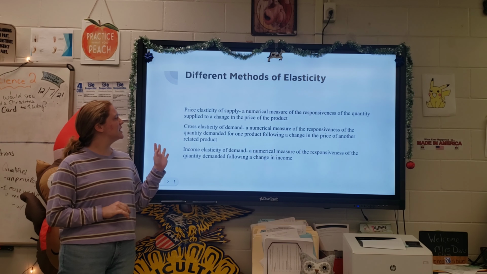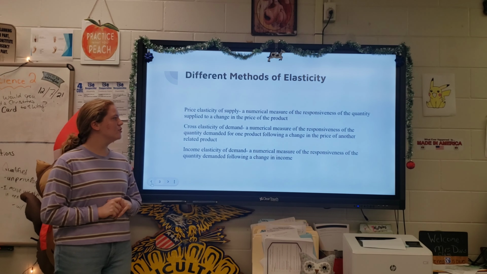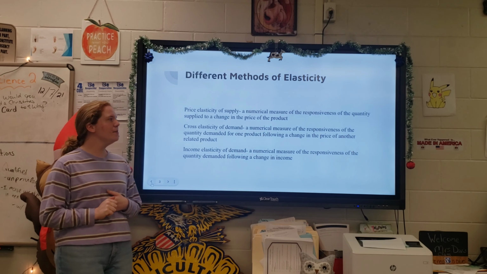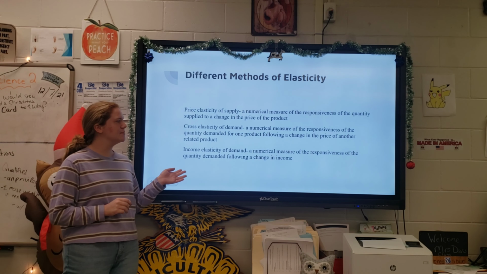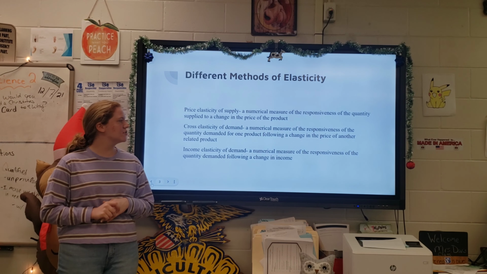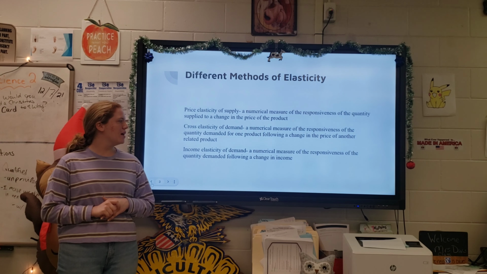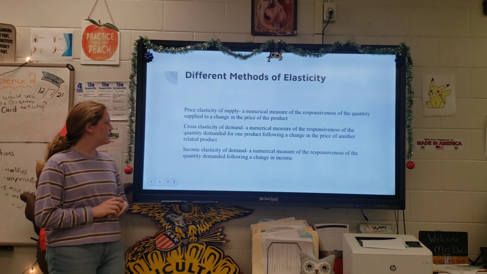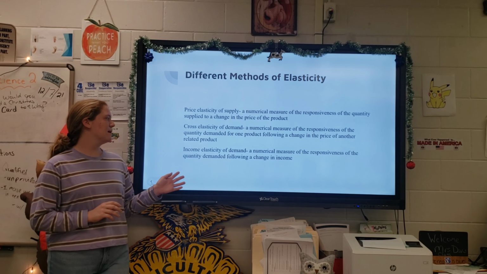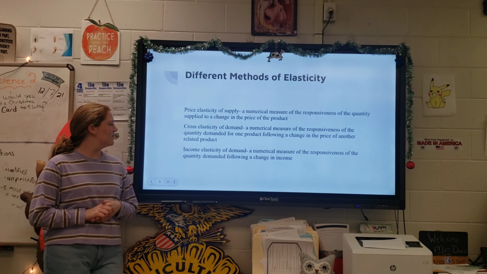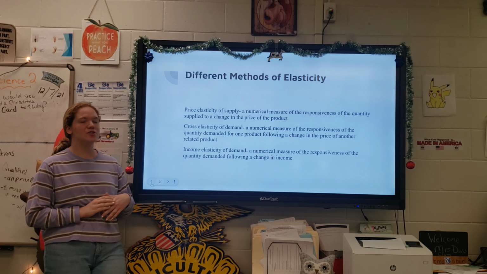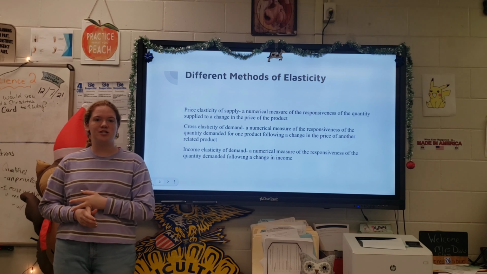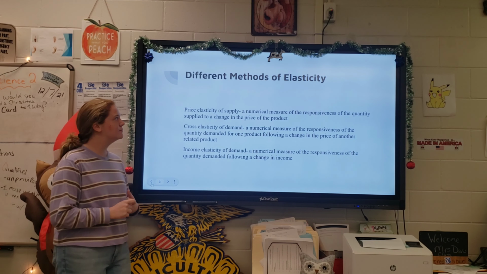So one of the first methods is price elasticity of supply, which is a numerical measure of the responsiveness of the quantity supplied to a change in the price of a product. Another type of elasticity is cross elasticity of demand, which is also a numerical measure of the responsiveness of the quantity demanded for one product following a change in the price of another related product. And then lastly, another method of elasticity is income elasticity of demand, which is a numerical measure of responsiveness of the quantity demanded following a change in income. All these are going to be affected by a separate factor, and it's going to relate to how much supply or how much demand we have and how the price will change due to that.